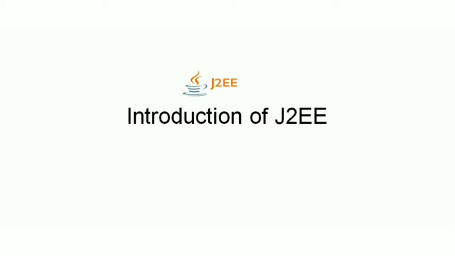So the first part is the introduction of J2EE. In the first unit, you learn the basic J2EE. What is J2EE? What is the enterprise? What is the enterprise architecture? What is the J2EE enterprise architecture? And the main thing that you learn is Java database connectivity. So the first thing is the introduction of J2EE. So let's move on to our introduction of J2EE.